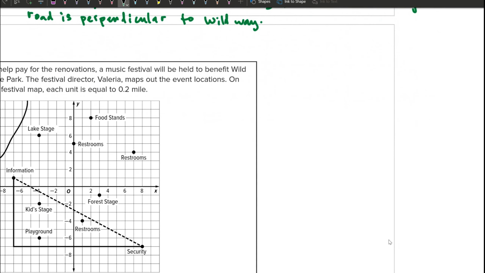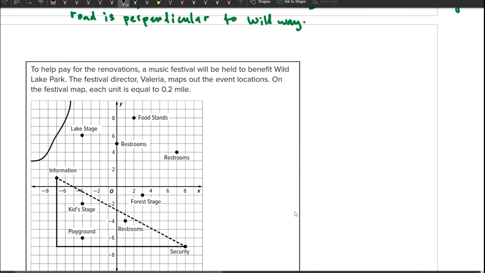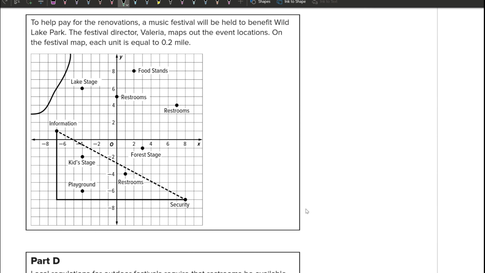Okay. All right, now we are on the back side. To help pay for the renovations, the music festival will help to benefit Wild Lake Park. The festival director, Valeria, mapped out the event location on the festival map. Each unit equals 0.2 miles. Okay, so here's the map. Every box is 0.2 miles. Let me write it out so you can see it. That is 0.2 miles.